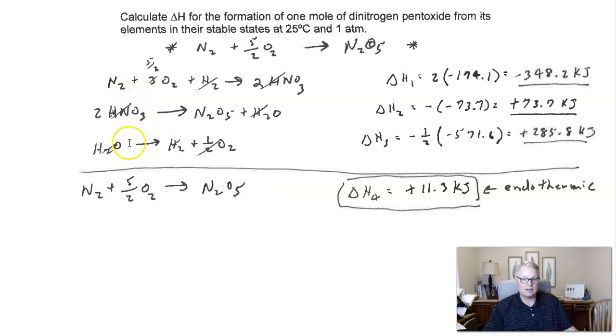So if I can add these 3 equations together to get this equation, I can add these 3 delta H's together to get this delta H. So negative 348.2 plus 73.7 plus 285.8. Again, pluses and minuses, really important in this chapter. Be very careful. Add those 3 together and you end up with positive 11.3 kilojoules, and that's delta H for this reaction. Endothermic or exothermic?